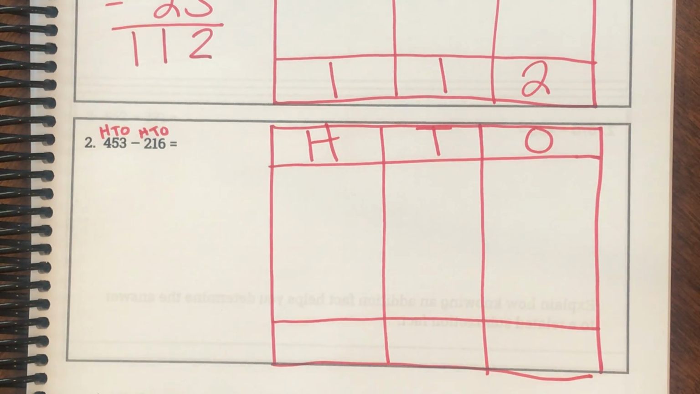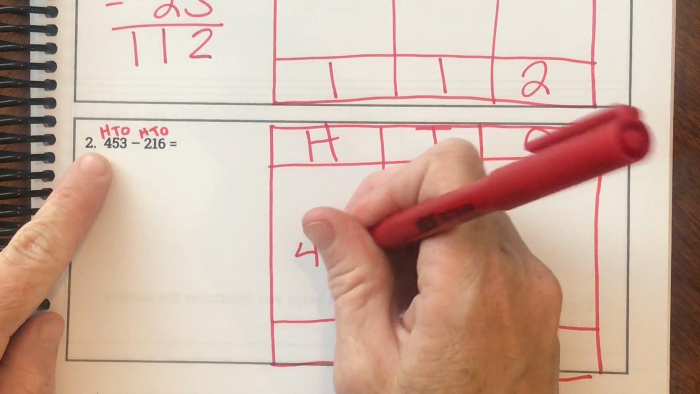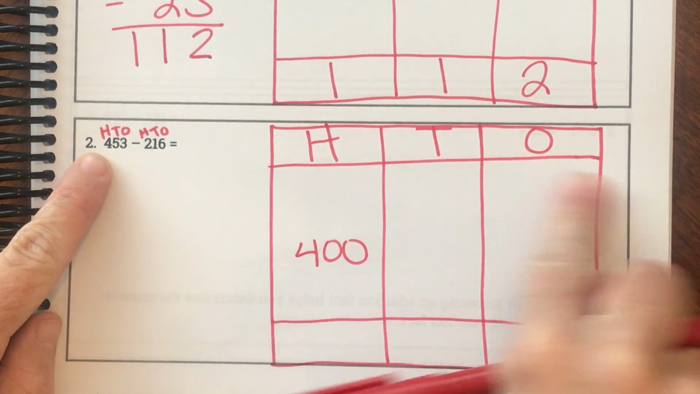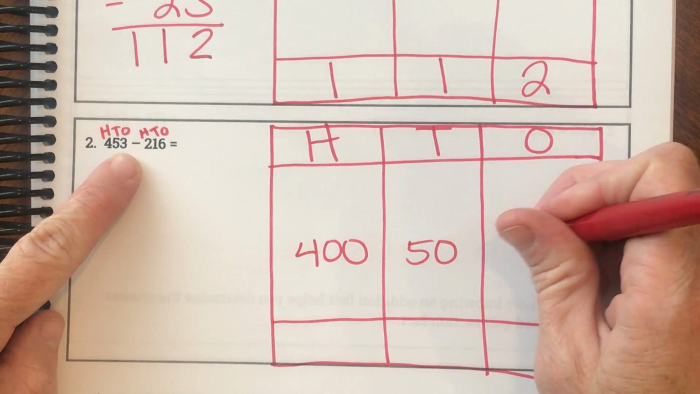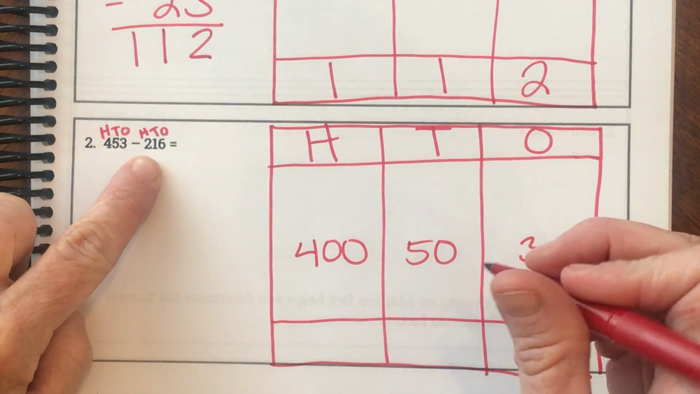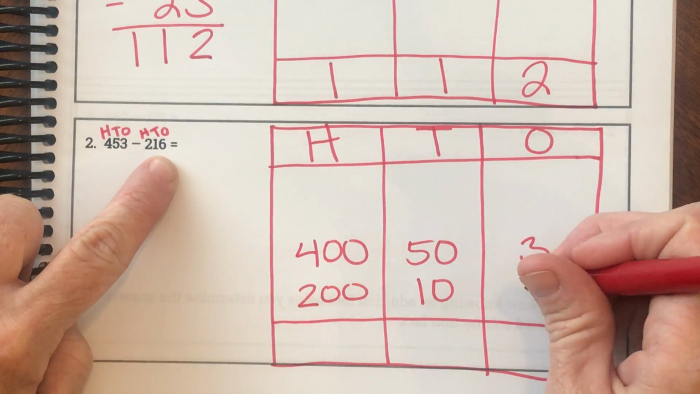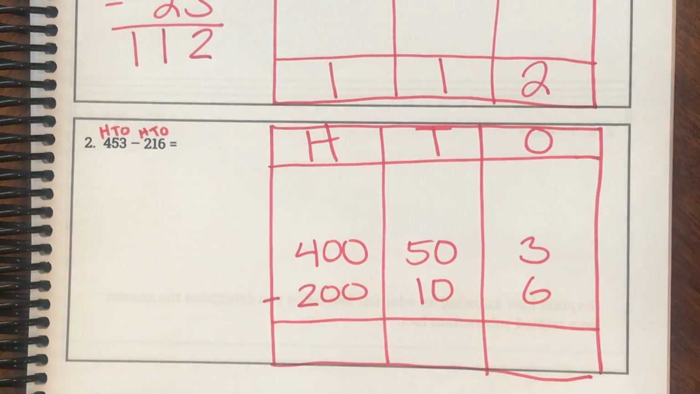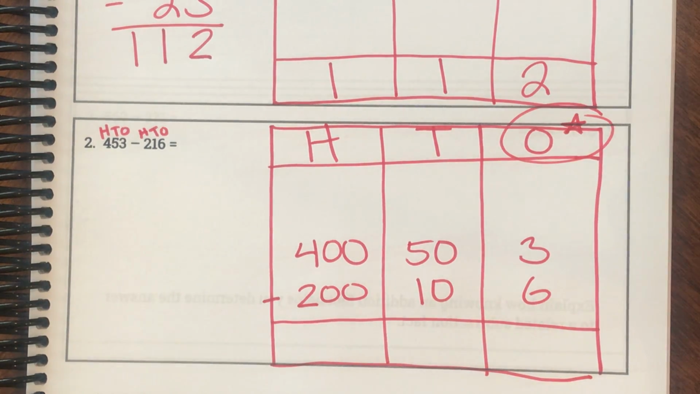Now, for my place value strategy, I'm going to write my numbers in expanded form. So my minuend is 4 hundreds. And remember, I also always leave a big area up here. 5 tens is 50, and 3 ones is 3. And my subtrahend, I'm going to subtract 2 hundreds, 1 ten, and 6 ones. Okay, and regardless of what strategy I use, I always start in the ones.